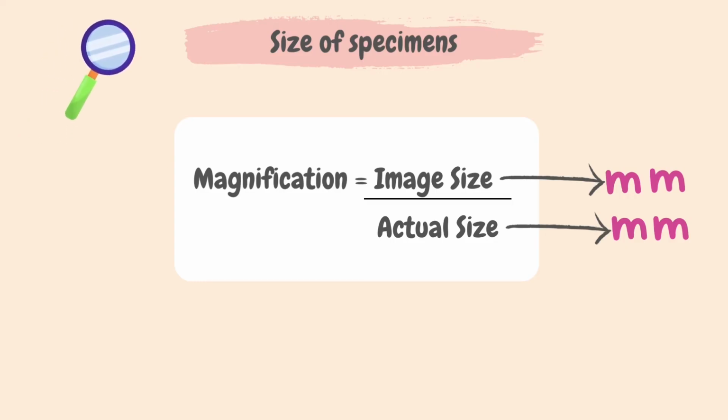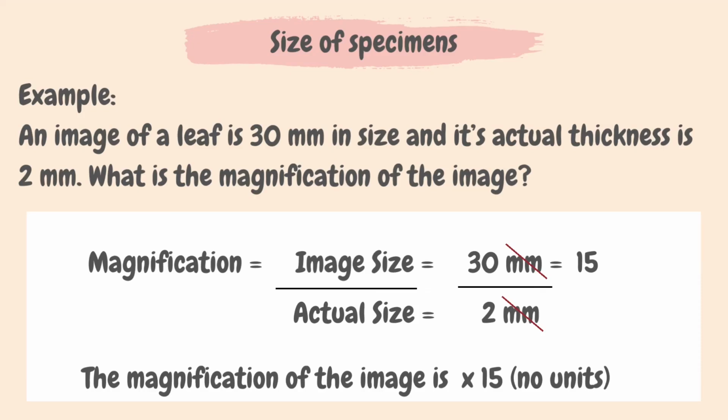This is an example of where we can use this formula. An image of a leaf is 30 millimeters in size and its actual thickness is 2 millimeters. What is the magnification of the image? So magnification is equal to image size divided by actual size, which is 30 divided by 2, that's 15. Since both image and actual size have already been given in millimeters, there's no need to convert it, and magnification has no units.